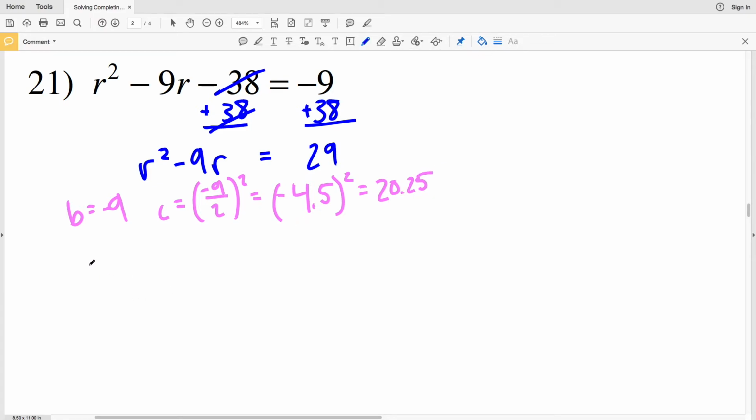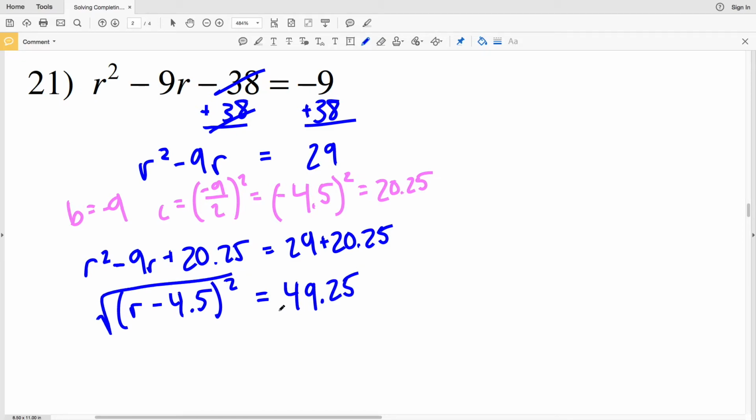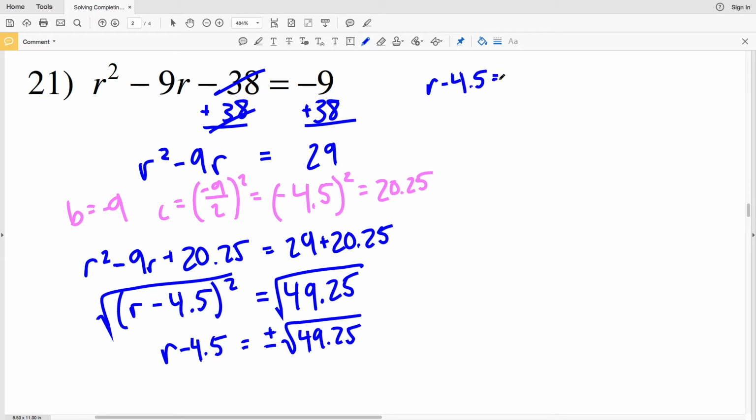So adding 20.25 to both sides, I'll have r squared minus 9r plus 20.25 equal to 29 plus 20.25. So you can see my b squared value was 4.5 squared, and because I'm subtracting 2ab, I'll write this as r minus 4.5 squared, and that will equal 29 plus 20.25, which is 49.25. So now I'll take the square root of both sides to get that r minus 4.5 will equal a positive or negative square root of 49.25.